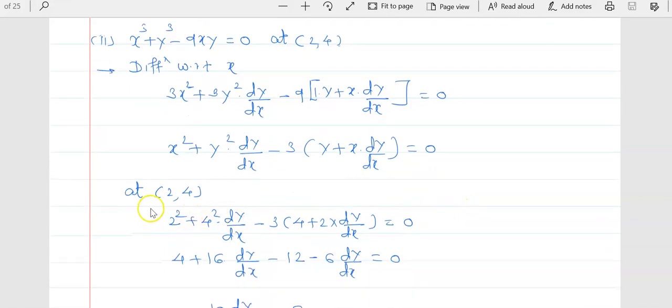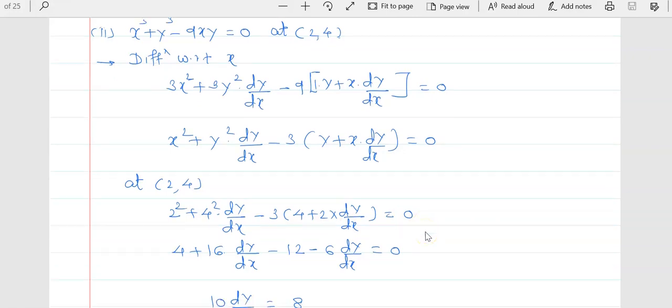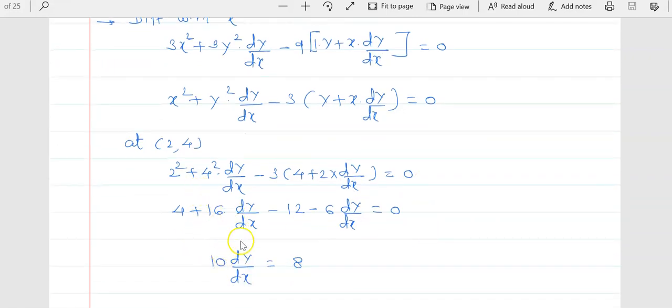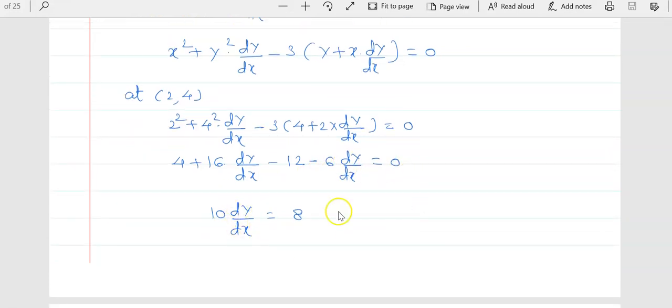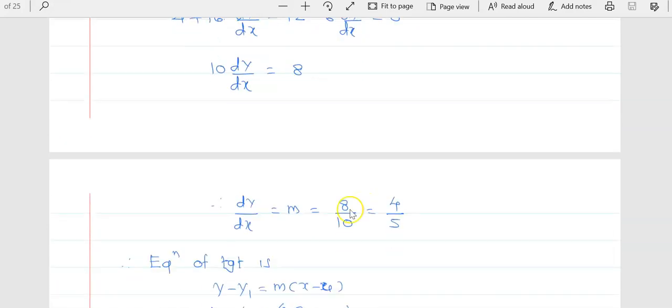Therefore, slope at the point 2, 4. Put x is equals to 2 and y is equals to 4. That is 2 square plus 4 square into dy by dx minus 3 in bracket 4 plus 2 into dy by dx, that's equals to 0. Now this is 4 plus 16 into dy by dx minus 12 minus 6 into dy by dx equals to 0. Therefore, 10 into dy by dx is equals to 8. Therefore, dy by dx is equals to m is equals to 8 upon 10, that is 4 upon 5.